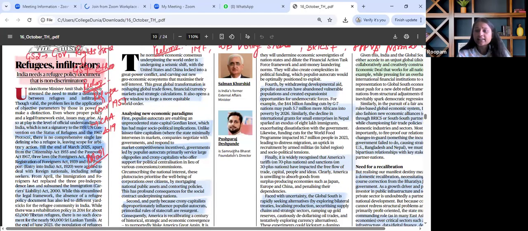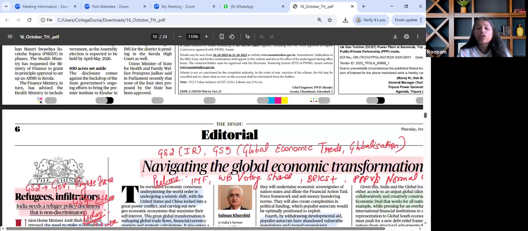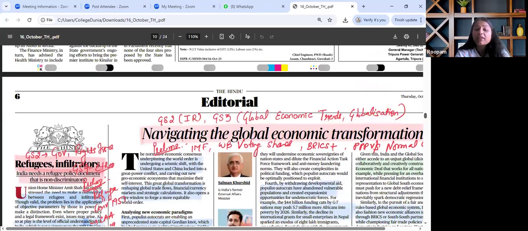The next important article that is there in the paper is just next to it, and this talks about navigating the global economic transformation. Now, when we map this particular article, this will fall under GS paper 2 IR, GS paper 3 economy, and globalization. The key theme that has been discussed in this particular article, such as how economic weight is shifting from West to Asia, with BRICS plus expansion emerging as a parallel growth pole in current time.